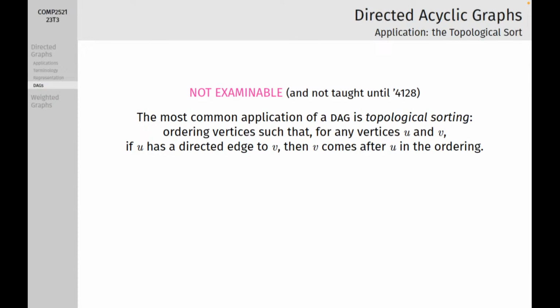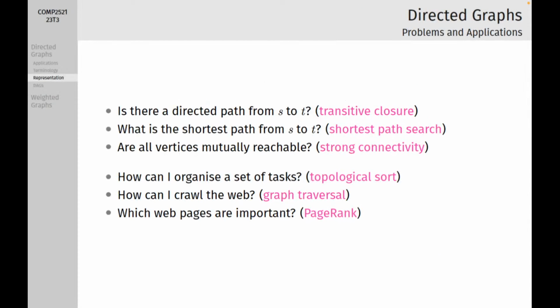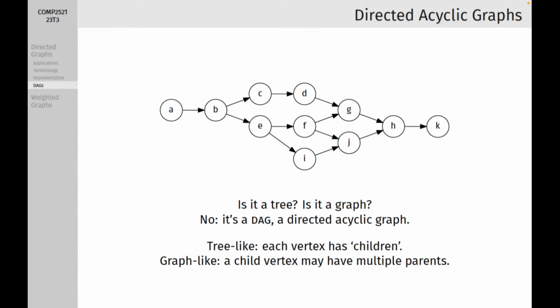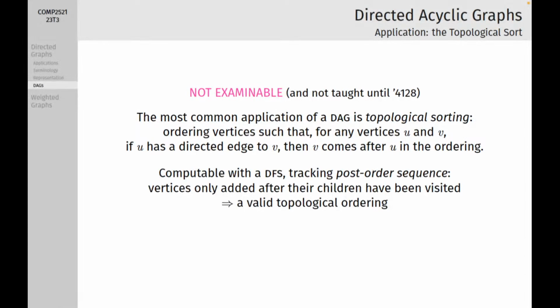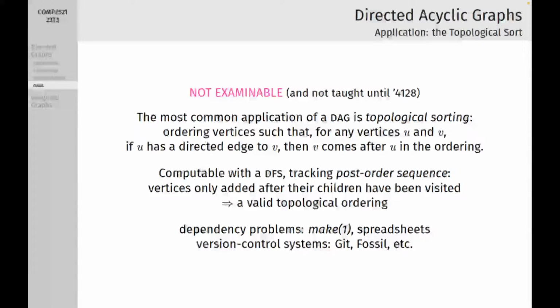And this part isn't examinable, but the most common application of a directed acyclic graph is topological sorting. So here's the application. If you have a set of tasks where you need to complete some tasks before others, how do you decide on an order to do them? You would decide on that by using a topological sort. Don't worry about this.